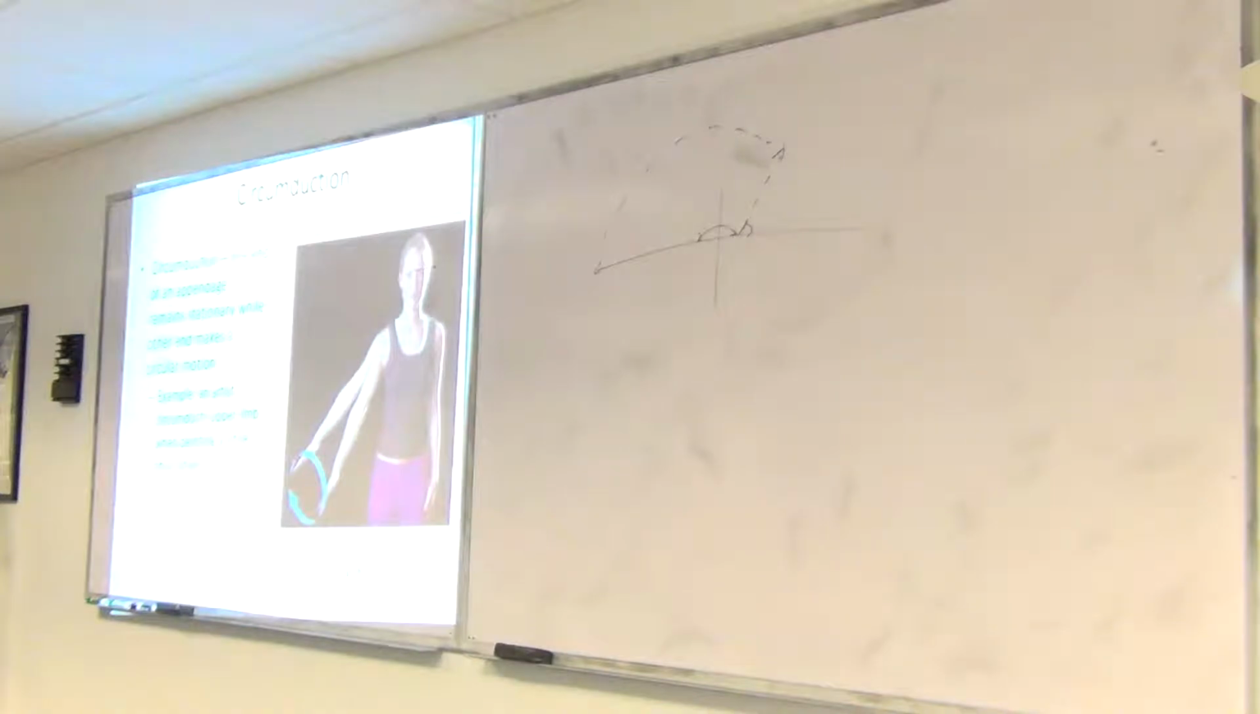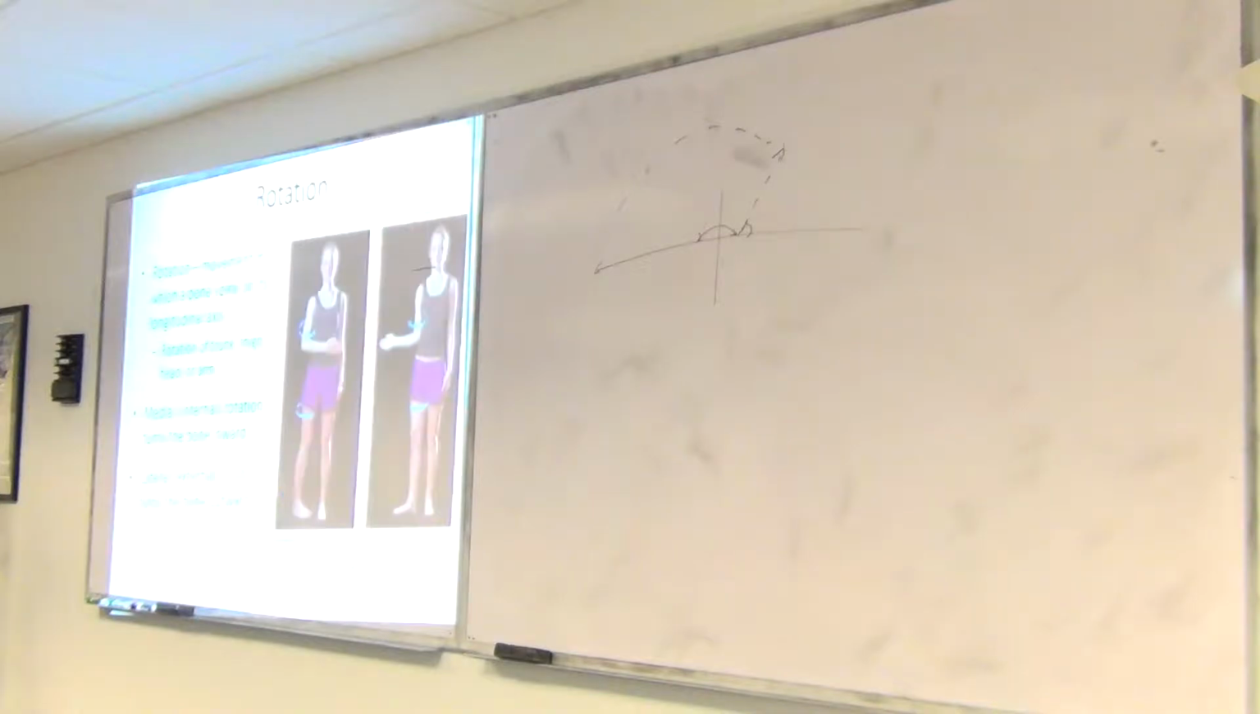Circumduction. You have a zero position. Then you are rolling the hand while this one is stationary. Okay, you're rolling the hand. That's circumduction. Okay?